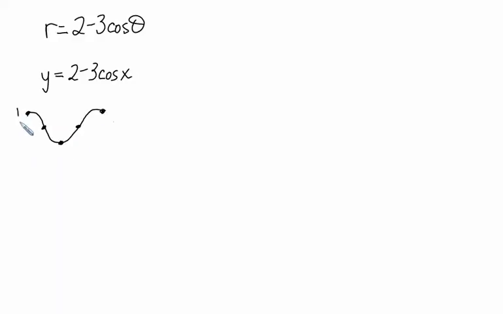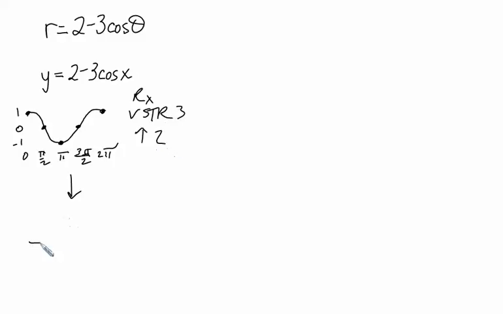We should all be good with the fact that it's 1, 0, negative 1, 0, 1 at 0, pi over 2, pi, 3 pi over 2, and 2 pi. But now if we want to graph this function, we would reflect it across the x-axis, vertically stretch it by a factor of 3, and slide it up 2. Since we're reflecting across the x, it's going to have this shape to it.